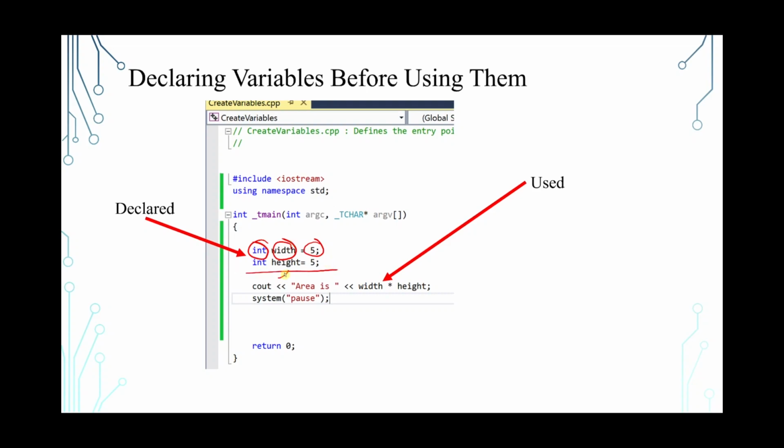Then doing the same, but now it's height. Then the area of my rectangle is going to be width times height. So I can print the area as width times height. And system pause, to pause the window on the console window after it shows the result. And this is basically int main.